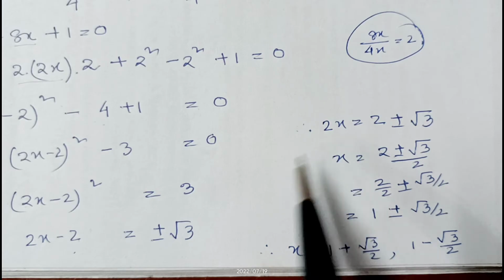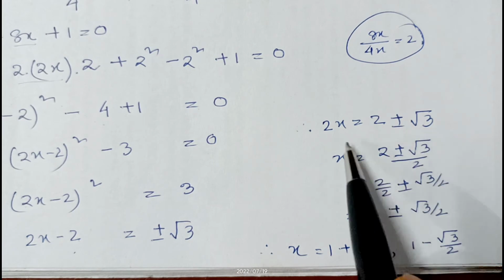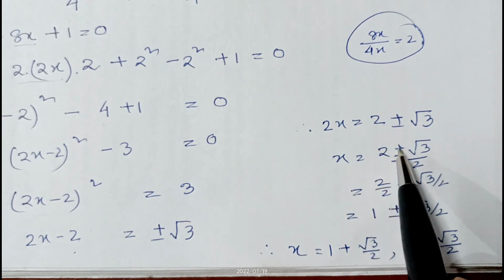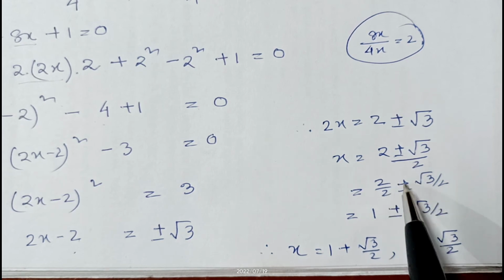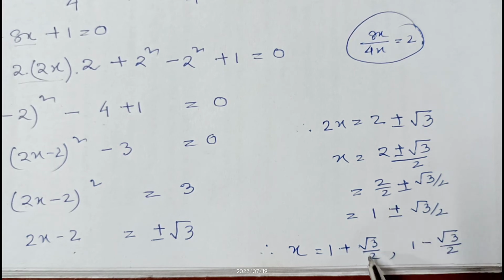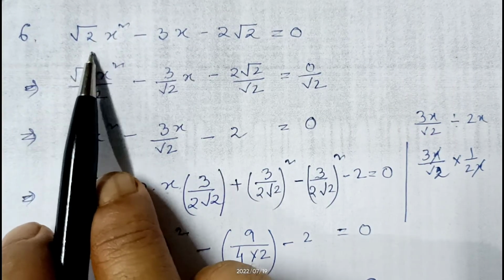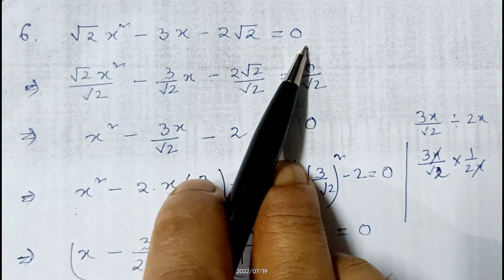So 2x equals, this minus 2 becomes plus 2, plus minus root 3. So x equals 2 plus minus root 3 divided by 2. So we can write 2/2 plus minus root 3/2. 2 by 2 is 1. So 1 plus minus root 3/2. So the required roots of the equation are (1 + root 3)/2 and (1 − root 3)/2.